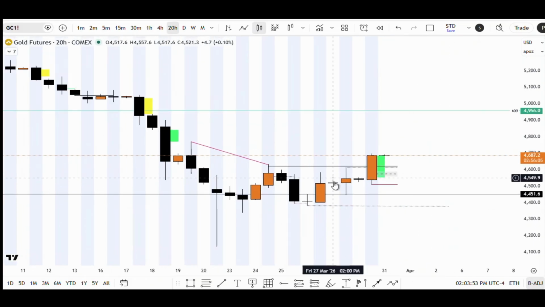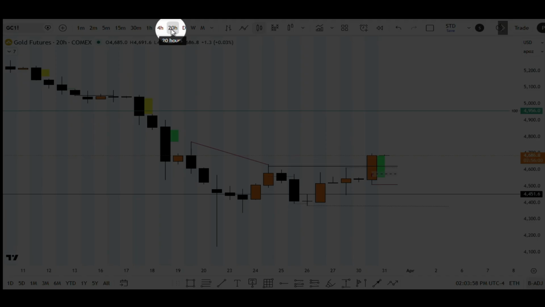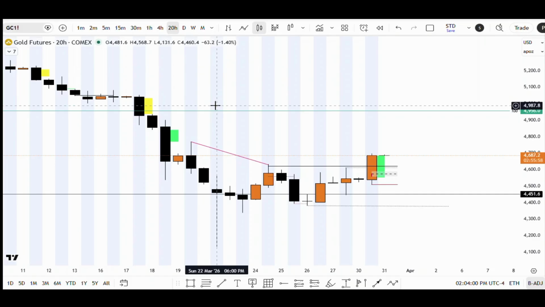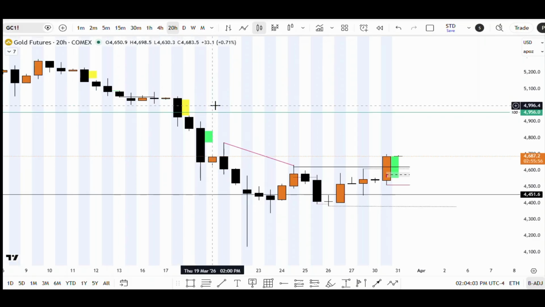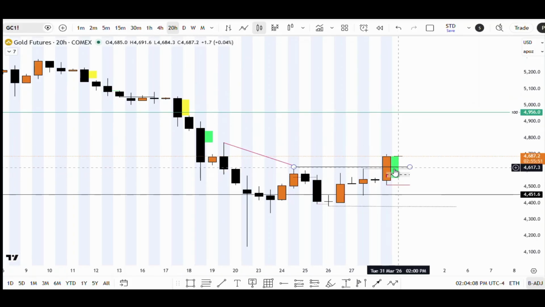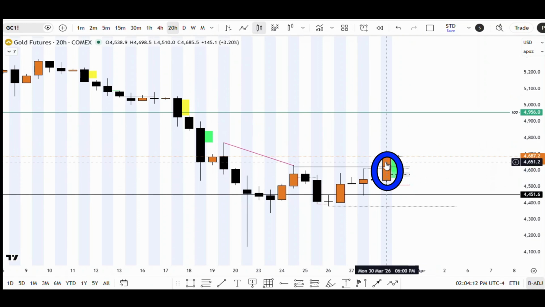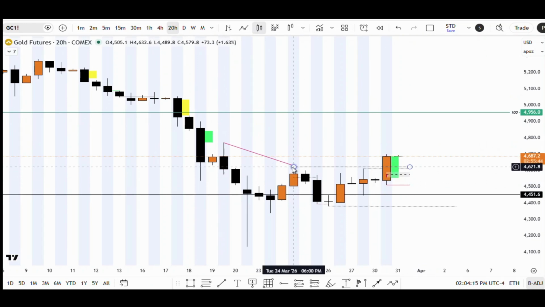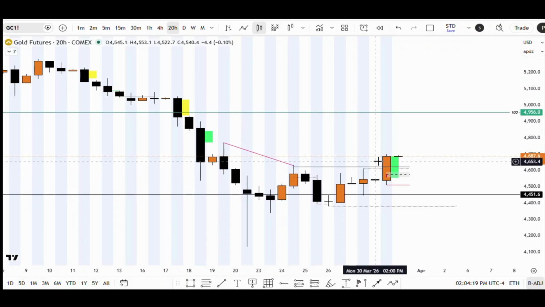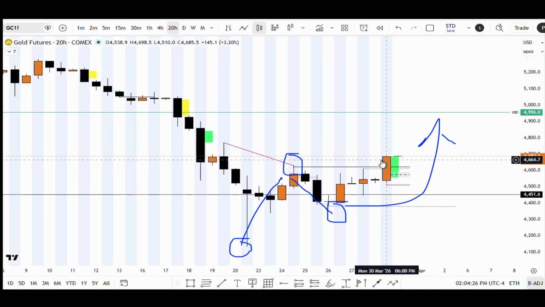So right now, I am looking at the gold 20-hour time frame. This works on any time frame. I just like personally to use the 20 hours. So right now, this is live data. Okay, we have this candle that has closed beyond this high. Very important. This is now indicating that it wants to go higher, not lower.